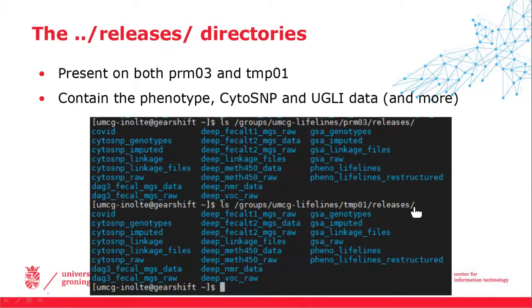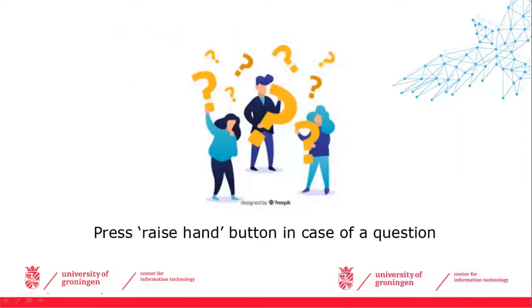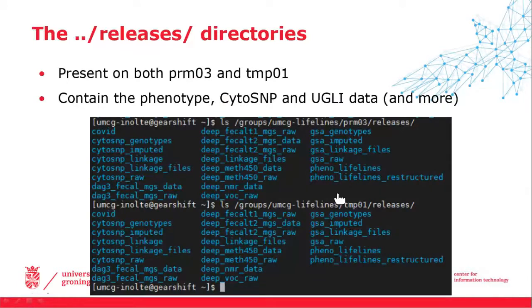So you have, let me see, no, I don't. Okay, so here is the phenotype data, the GSA, that's the UGLI data. There's also, here is the cytosnip data. There's also data on COVID.